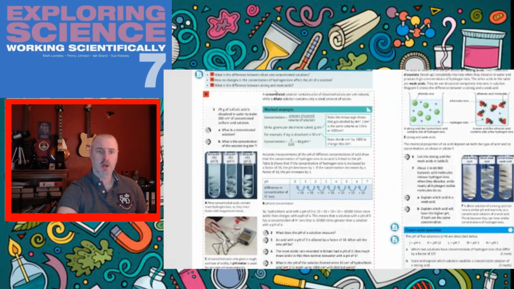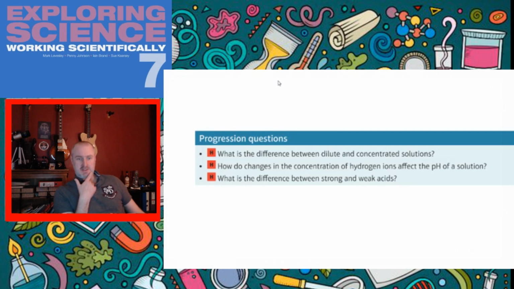Today's lesson, 3 learning objectives. The first one is probably the hardest. What is the difference between dilute and concentrated solutions? And that's the hardest because it actually involves having to calculate the concentration of a solution. The second and third objectives, not too difficult. We're going to look at how hydrogen ions and their concentration actually affect the pH of a solution. And we're going to look at the difference between strong and weak acids, which is a very simple objective.